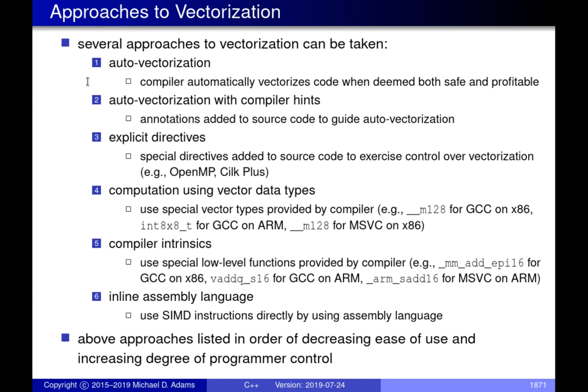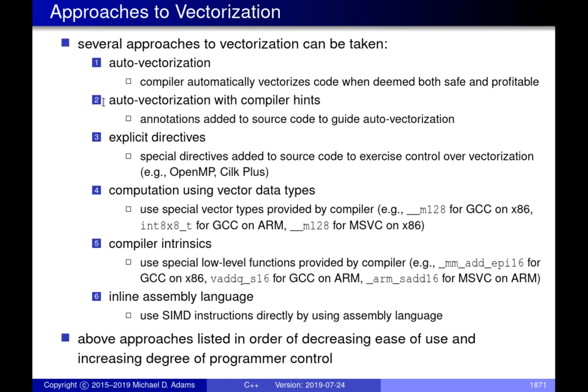And the compiler will look at your code, and if there are places where it sees that you would benefit from vectorization, and it's clear that it's safe to transform the code in that way, it will just go and apply the transformation for you. Then we can move from this to auto-vectorization with compiler hints. In this case, we add extra annotations to our source code to give hints to the compiler about whether it's safe, things that it might not know about the code.